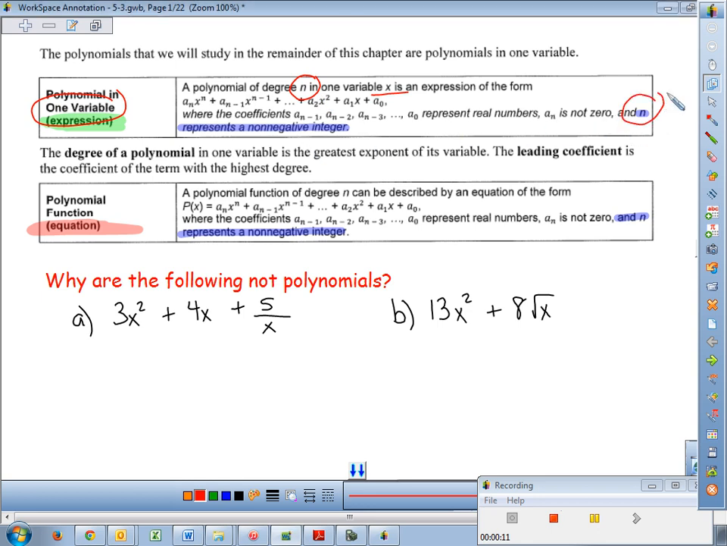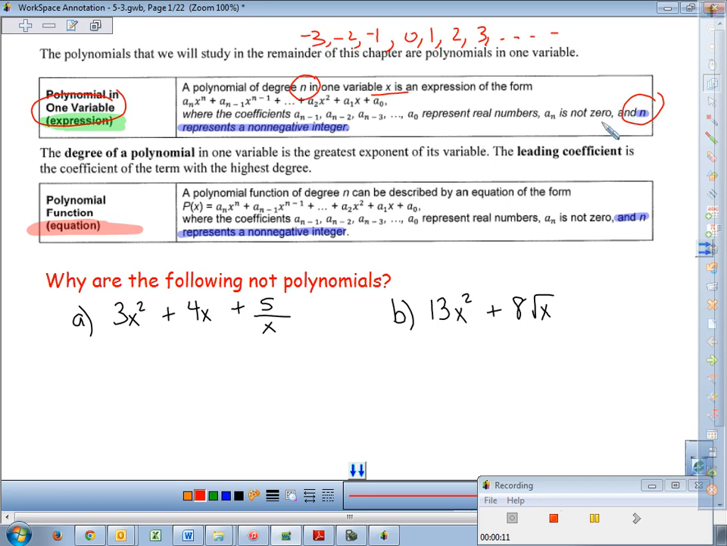But to be a polynomial, N is your exponents right there. N represents a non-negative integer. Refresh my memory, what the heck's an integer again? Give me some examples of integers. 1, 2, 3, etc. Those are actually natural numbers. What else classifies in the integer category? 0, right? Now these are all the whole numbers right here, and then -1, -2, -3, etc.